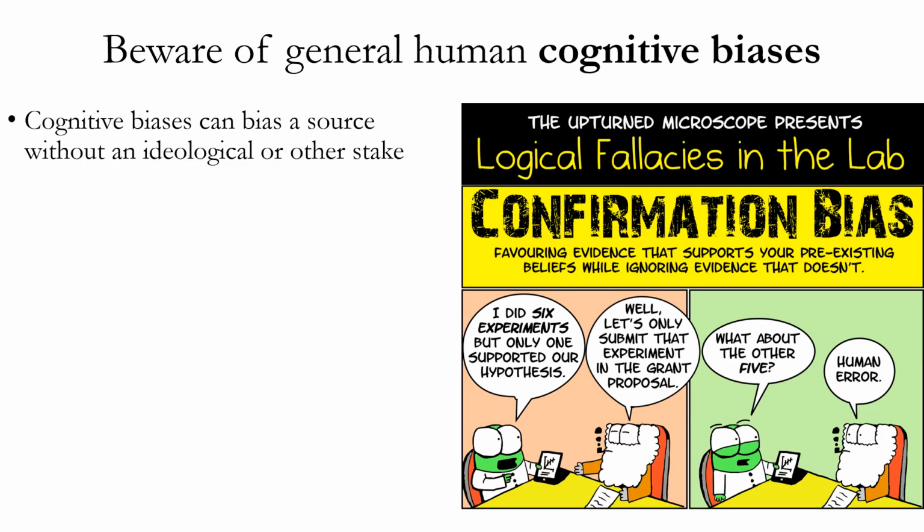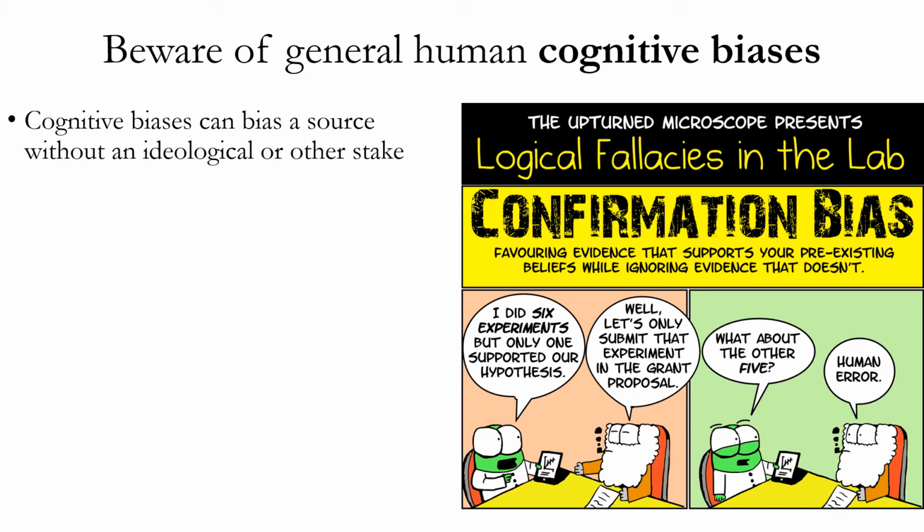Another thing to be aware of is not just the particular sources of bias we were talking about on previous slides, but general human cognitive biases that are present in all of us, regardless of our beliefs, to varying degrees. So these can bias a source even if they don't have a financial, ideological, or other stake. So an example of this is the confirmation bias you can see there in the cartoon.